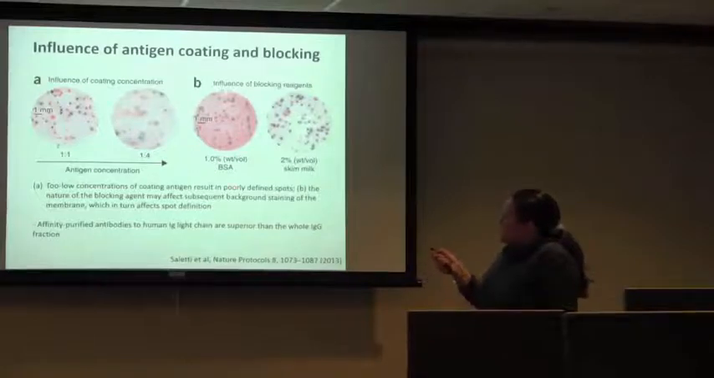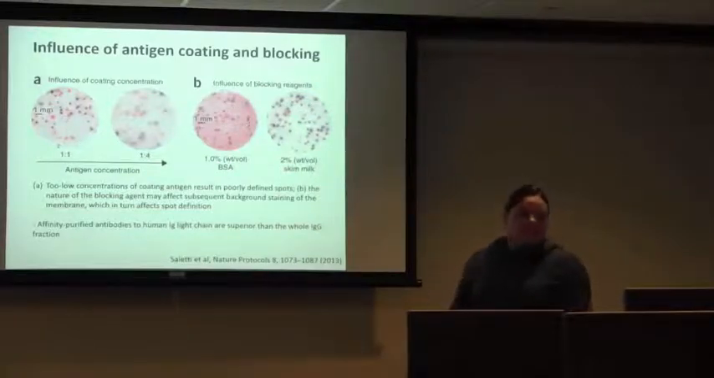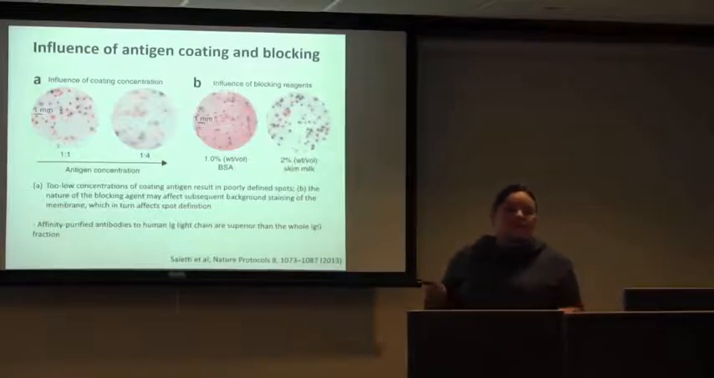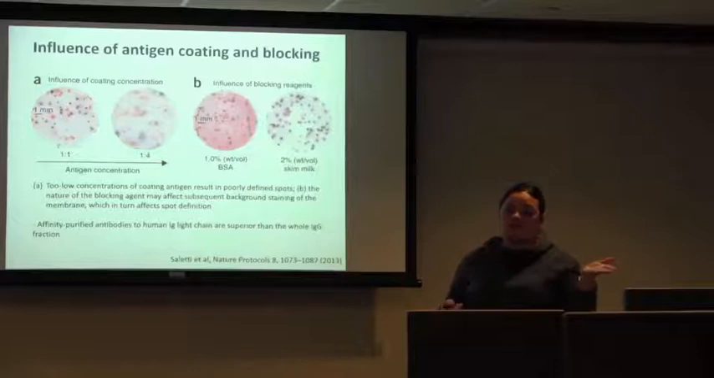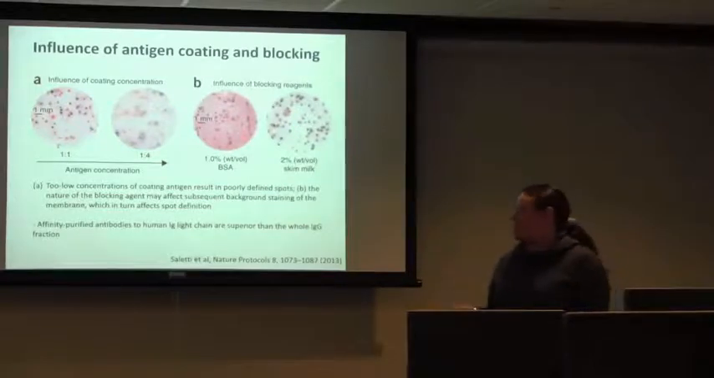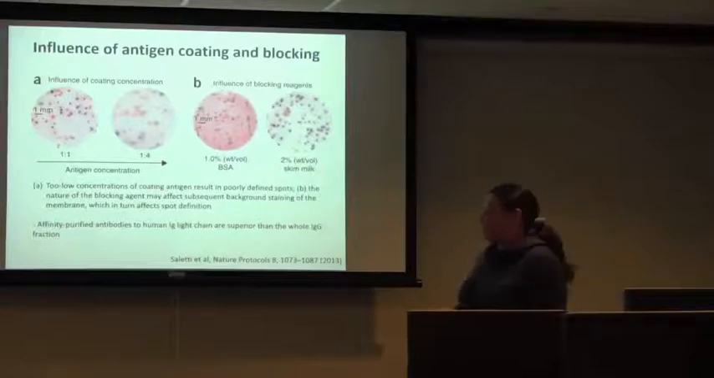Also, it is important to see the influence of blocking reagents. This one was blocked with BSA, while this one was blocked with 2% skim milk. So again, I have found that skim milk is good for looking at antibody responses, but for interferon gamma, I found that human serum was better. So I just play with what's better to give me a better, or a more clear, result.